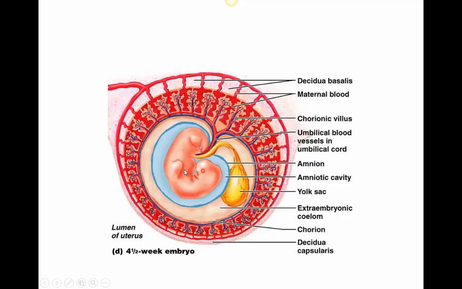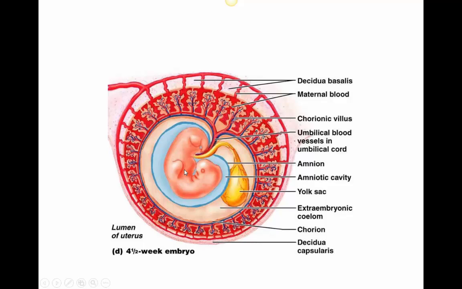Other structures we see here: we have the fluid around the developing embryo, which is called the amniotic fluid, and the membrane that houses that fluid-filled cavity is called the amnion. Again, the chorion is the fetal side of the placenta, and the decidua basalis is the maternal or mother side of the placenta. We talked about the yolk sac already.